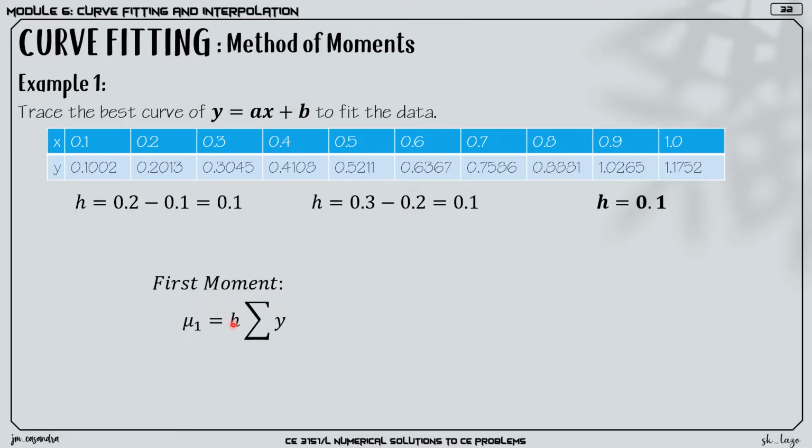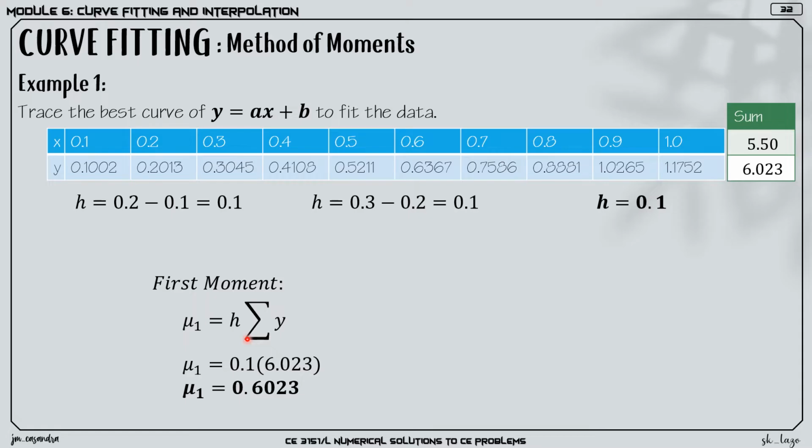So we have the value of h already. For the sum of y, we have 6.023. So substituting now the values of h and the sum of y, we get 0.6023. And then, looking up the given equation, we have only two coefficients, a and b. Therefore, we only need to determine until the second moment, which is mu sub 2 equal to h times the sum of x sub y.